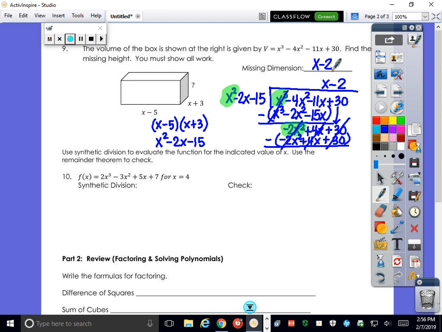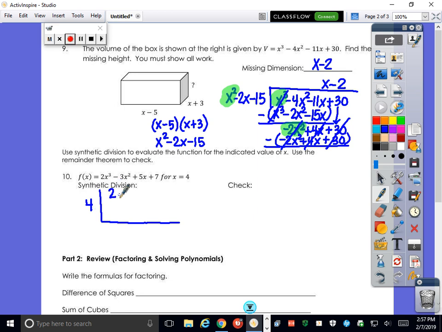All right, number 10. We're going to use synthetic division, and then we're going to use substitution to check that our synthetic division worked out. We're trying to find the remainder. This is the remainder theorem, and we want to check whether the remainder equals what we get when we substitute in a 4 for the x value. They've already told us that x is 4. We do not do the opposite of 4. We do just 4 because they told us what x was. This was not in parentheses, so we do not do the opposite.